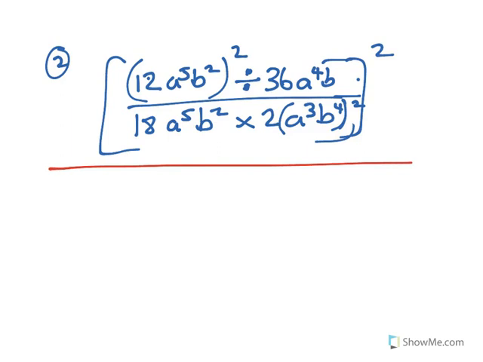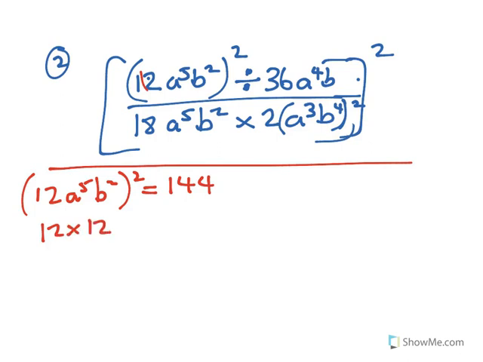Right, so if you just break this up, you've got this part here. Square the 12, you get 144, because it's 12 times 12, because that's what the square means, or 12 to the power of 2. A to the 5, squared, that would be a to the 10, because you multiply those indices. But if you think about it, it's just writing that twice, and 5 plus 5 is 10. B to the 2 times 2, which is 4.